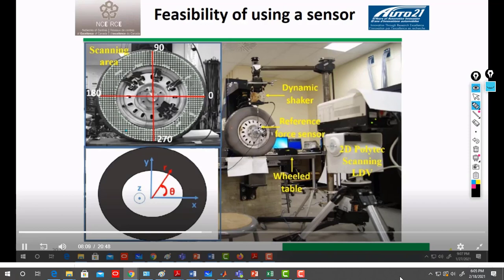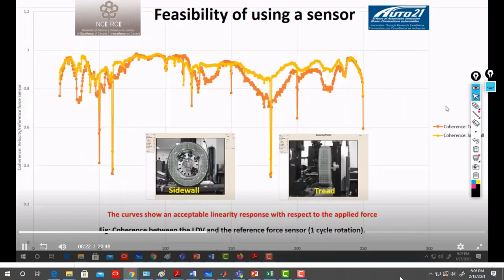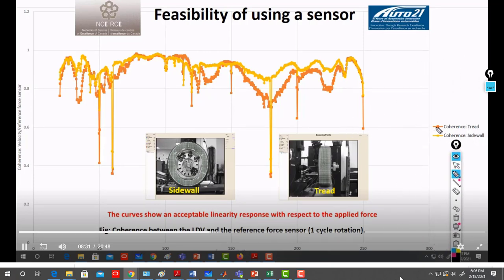Here I have a force sensor which measures the force applied, so I get this force and I have the output from here, and I check the coherence between both. And here, what did I obtain? So you can see you have in orange the coherence for the tread side, and in yellow the coherence for the side wall. And as you can see, we are very close to 1.